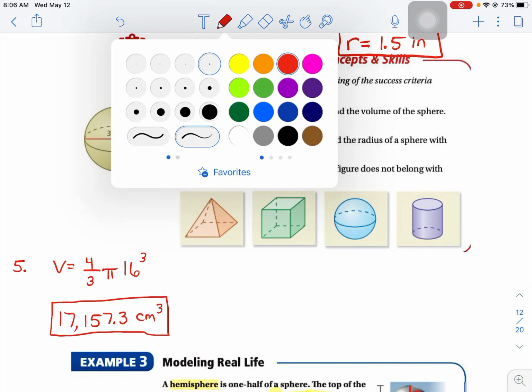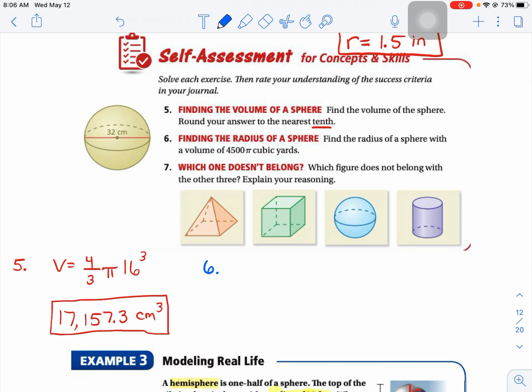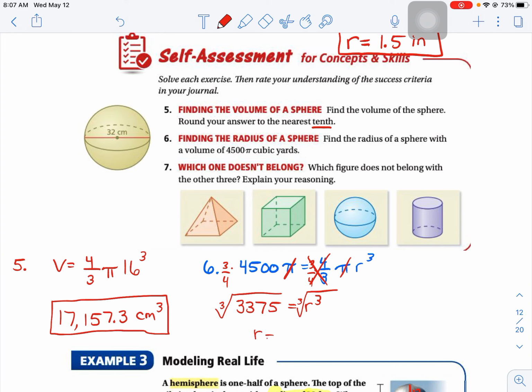All right, question 6. Find the radius of the sphere. So that is what we were just doing. So again, I would get volume equals 4/3 pi r cubed. Here the pi's cancel, multiply by the reciprocal. When I do that, I get 3,375 equals r cubed. Cube root both sides. And we get r equals 15. My units here were yards.